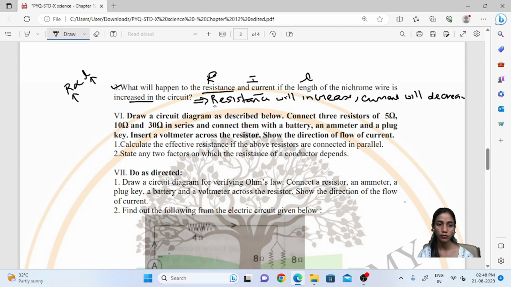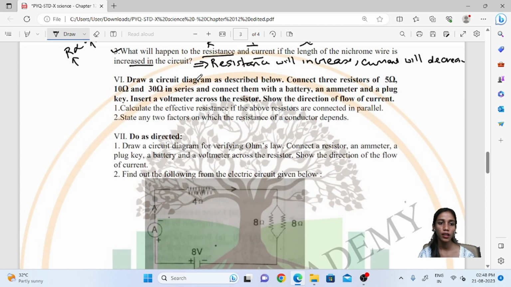Okay. Now again the same thing: draw a circuit diagram, connect the resistors 5 ohms, 10 ohms and 30 ohms in series, connect them with a battery, ammeter, plug key, insert a voltmeter, show the flow of the current. Calculate the effective resistance when connected in parallel. So you have to pay attention over here. You have to draw the circuit in series, but then you have to solve it to find the resistance in parallel connection. So you have to read the question very carefully.